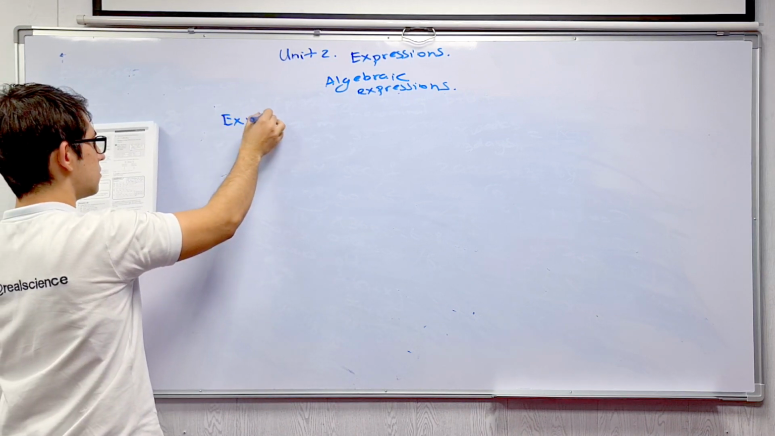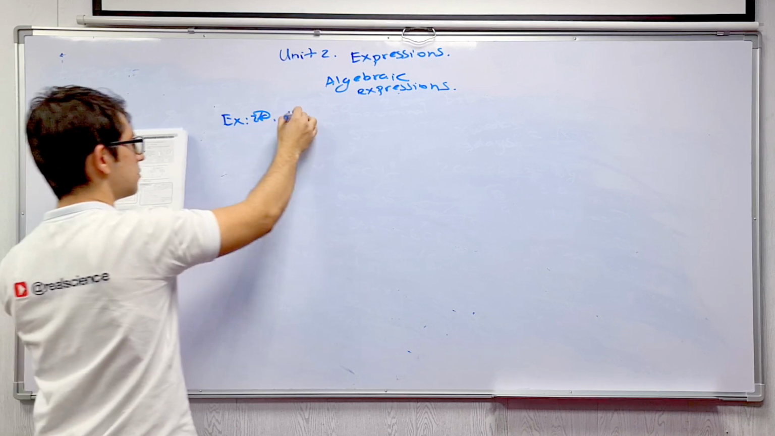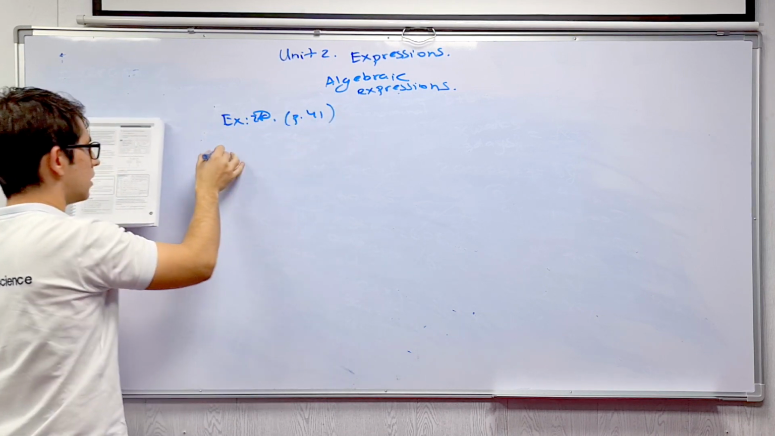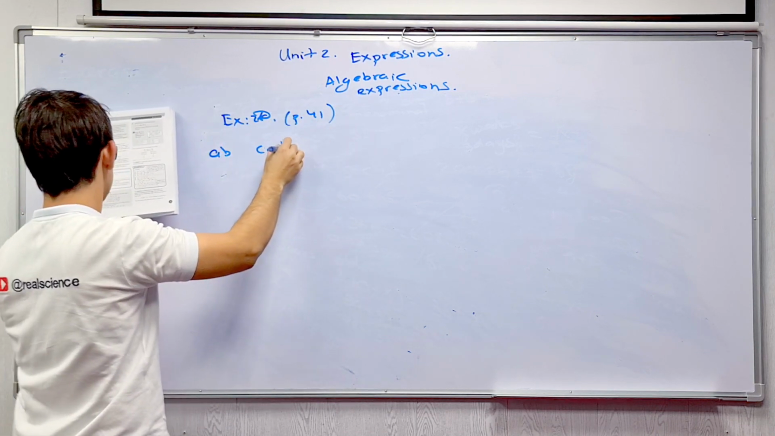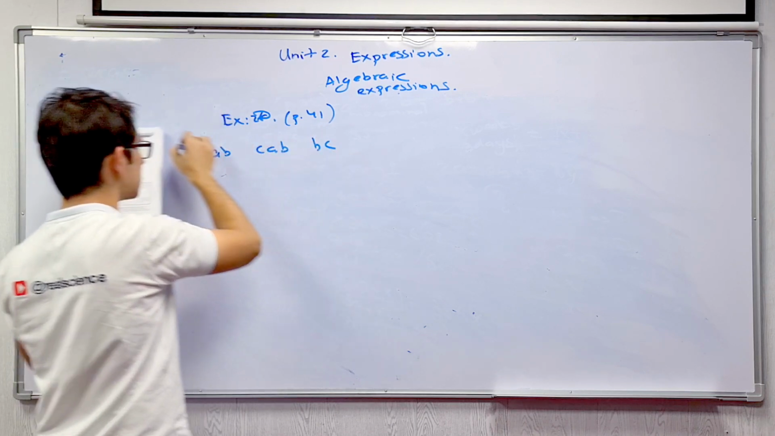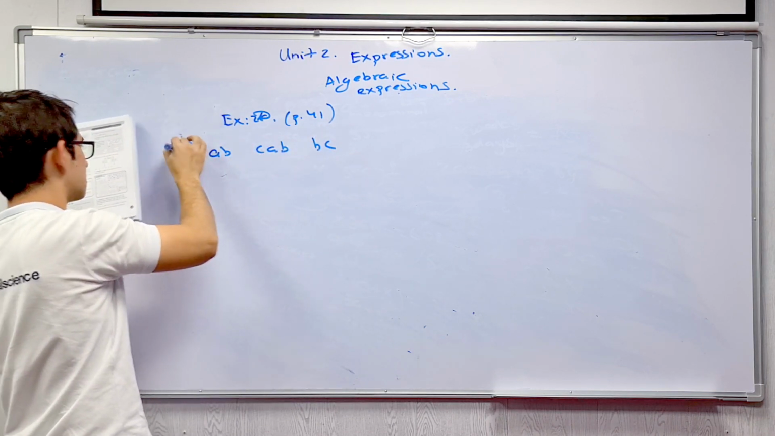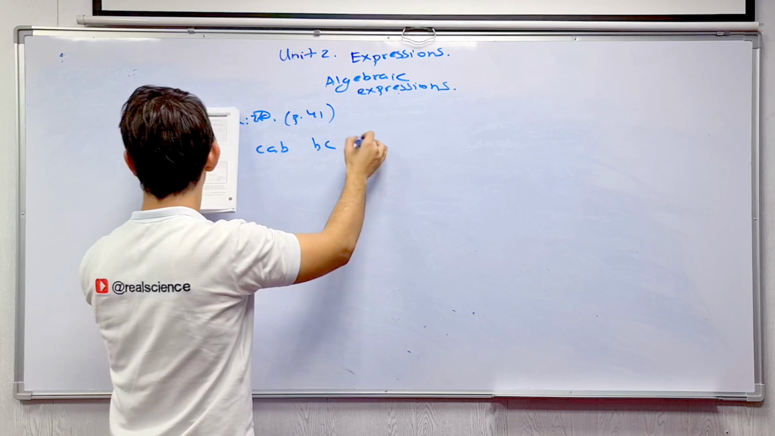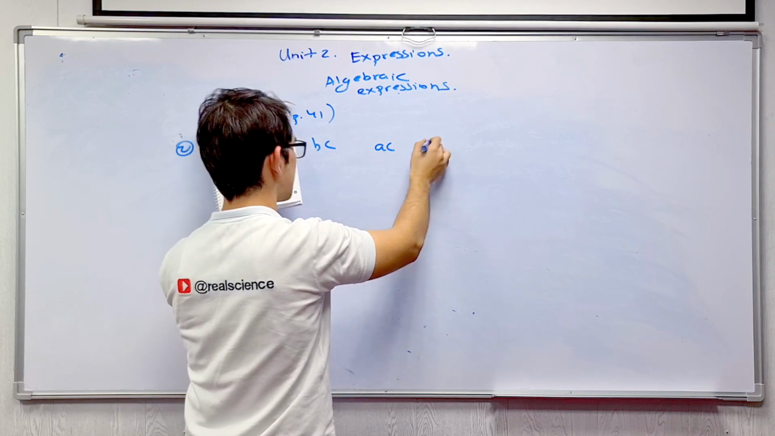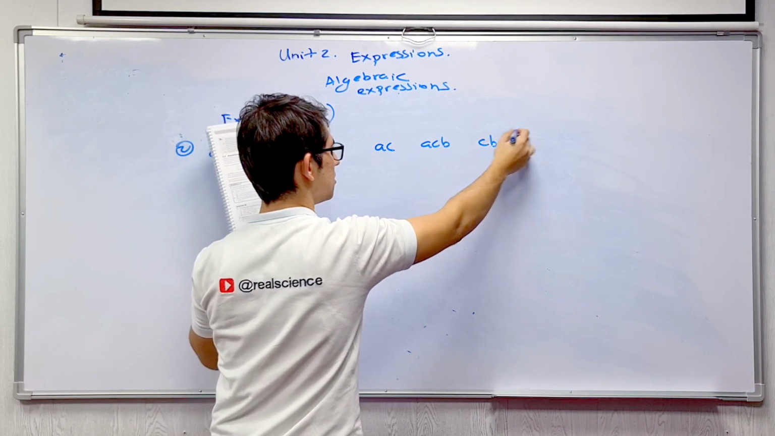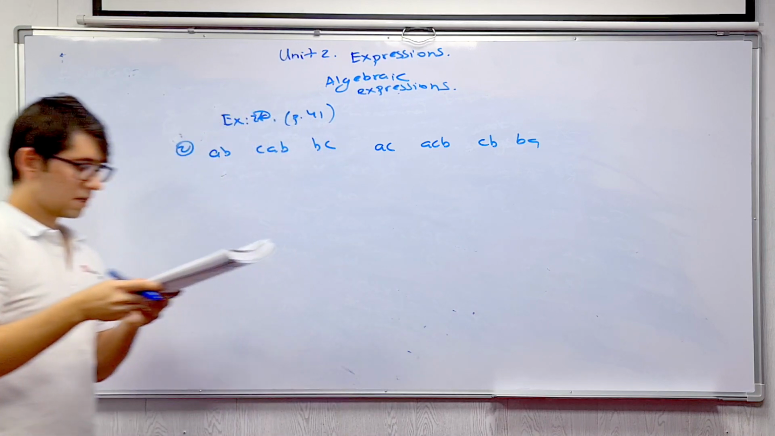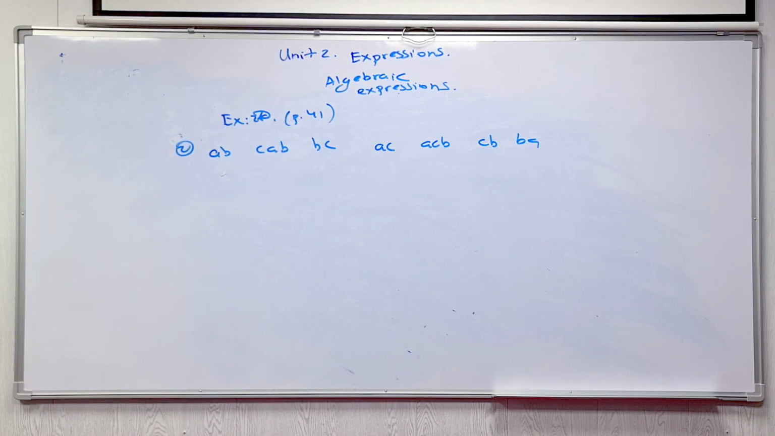Exercise 2D, page number 41. AB, CAB, BC, exercise 2. And this is the second part. BC, AC, ACB, CBBA. Match these terms into pairs of like terms to find the odd one out.